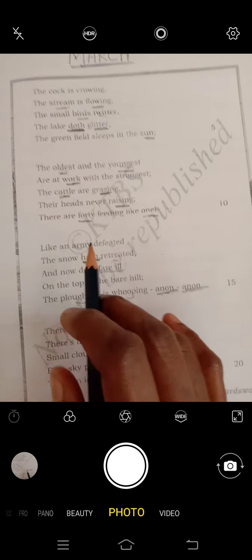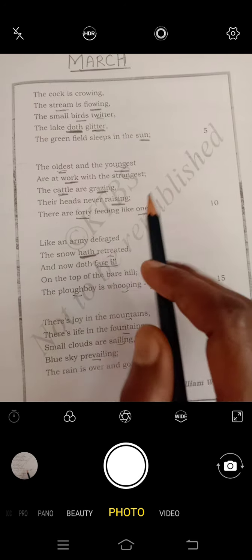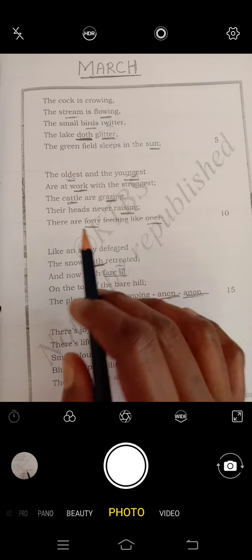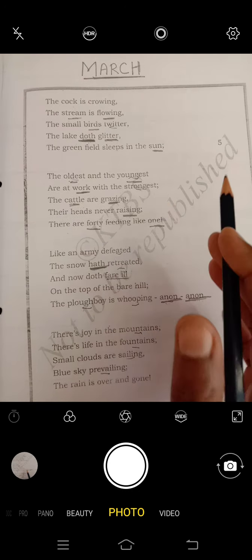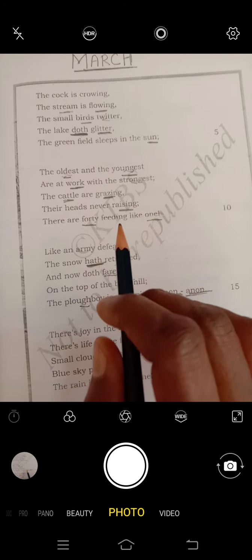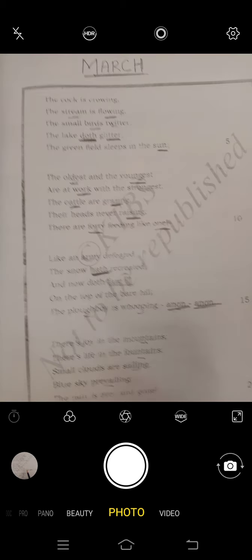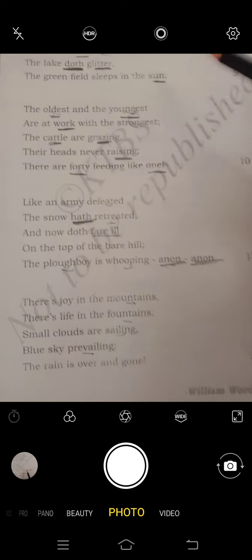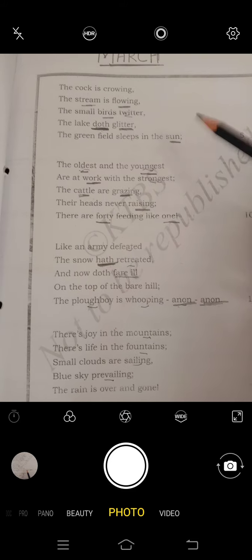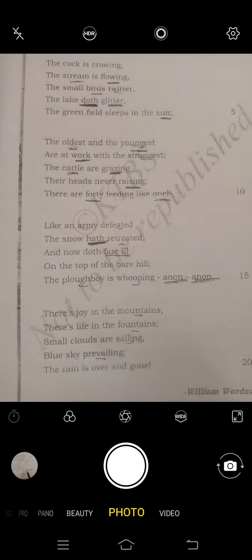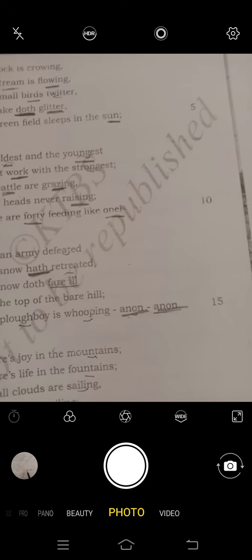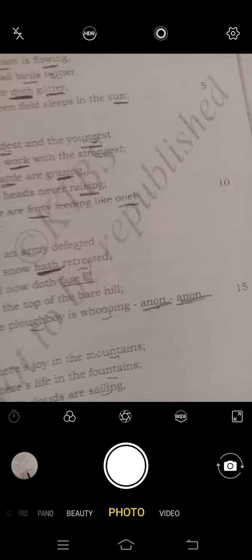So these lines show the routine life of the countryside and draw a detailed picture in the reader's head, which adds emotion and feelings to the beauty of nature. So, hope you understood these 10 lines. Next, the other 10 lines.